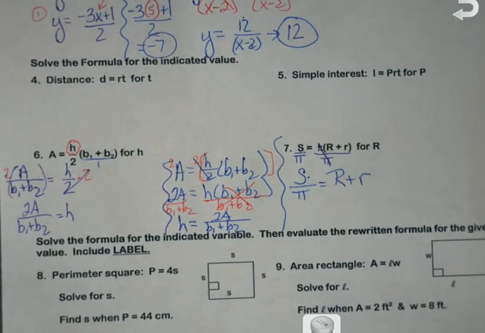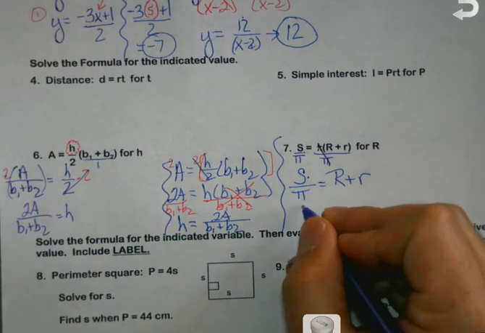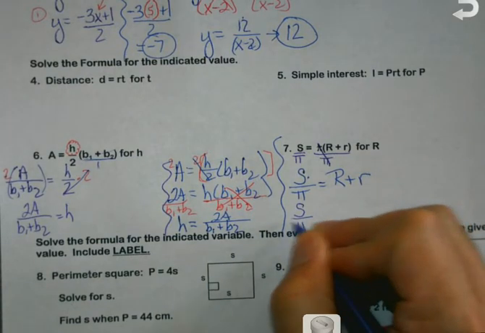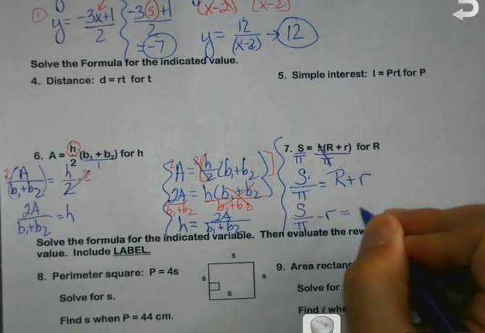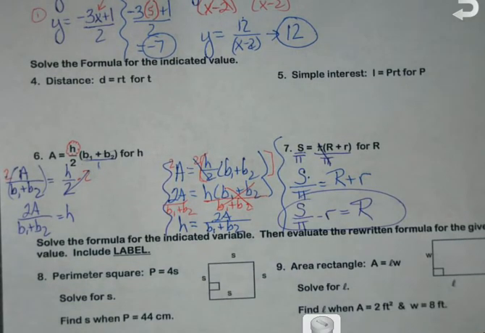Now, what would be my one last step on 7? If I'm looking to get capital R on a side by itself, S over pi minus little r. Okay? So, if I subtract the r, that would get me to the answer there. But again, just start with what's furthest away and kind of chip your way towards the variable that you're trying to solve for. It'll make life much, much easier on you.